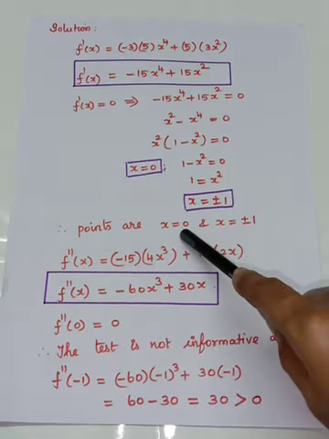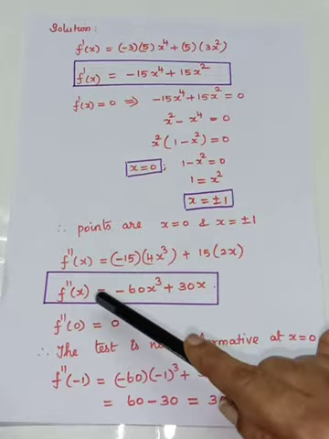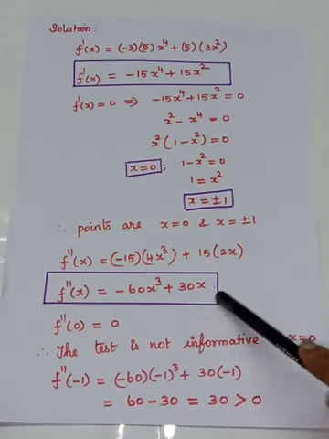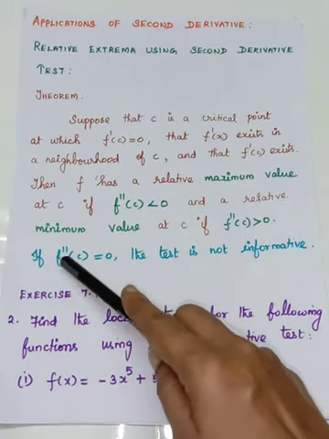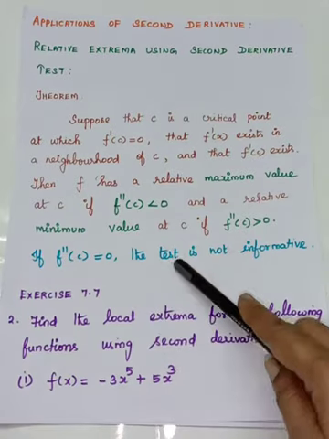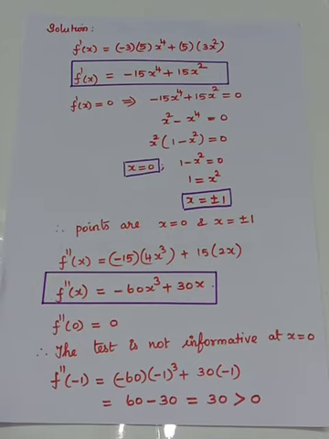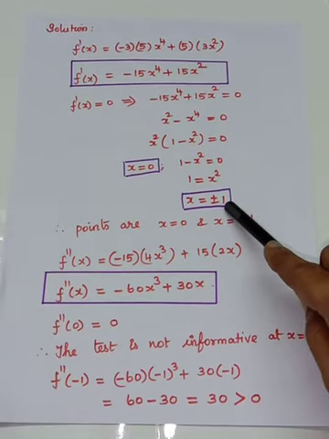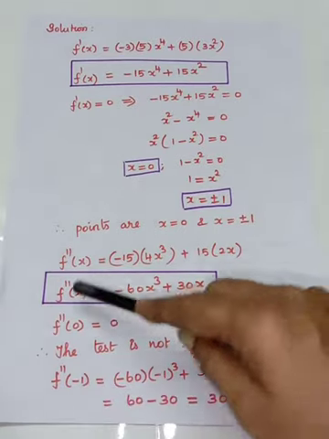I'll take 0 first. When I substitute x as 0 in the second derivative, the whole expression becomes 0. You see that in the condition we have said, if f double dash of c is equal to 0, the test is not informative. That means it does not give any information about whether the function has a local maximum or minimum at x equal to 0. So that's why we have written that. Go to the second point. Here you are having x equal to plus or minus 1. Take minus 1, which you have to substitute in the second derivative.